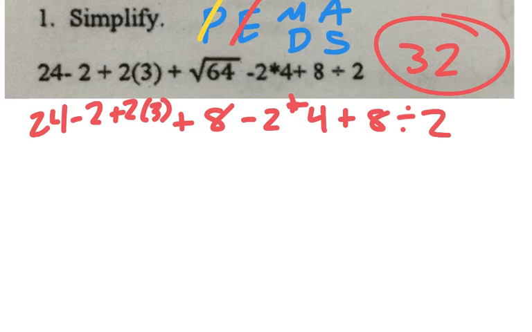What was that variable up there? It was like 64 to the 1/2 power. Yes, 64 to the 1/2. Square root is the same thing as 1/2 power.